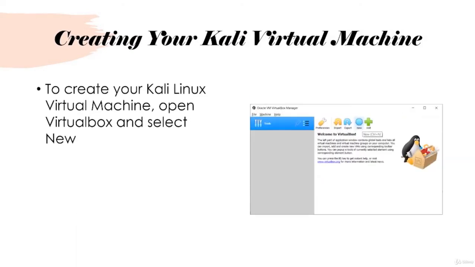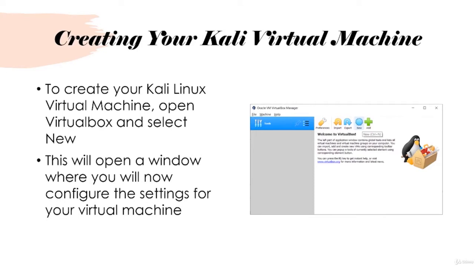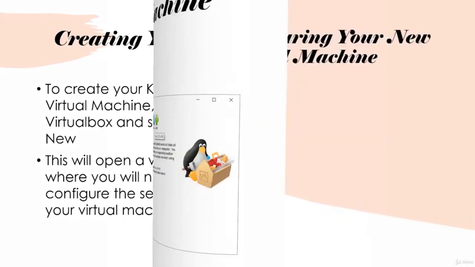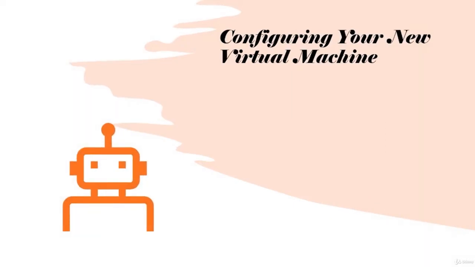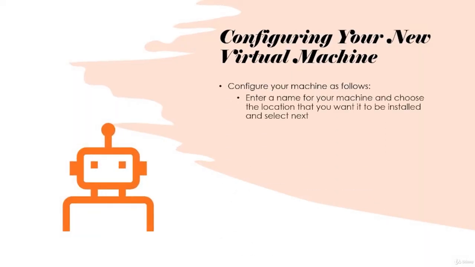To create the Kali Linux virtual machine, you're going to want to open up VirtualBox and hit the new button that you see right there in the screenshot. This is going to open up a window that's going to let us configure the settings for the virtual machine. Let's briefly go over the settings that we're going to want to configure. You're going to want to enter a name for the machine, whatever you want it to be, hit next. You're going to put 4096 in the next box. It's going to ask you how much RAM you want to give the machine. We want at least 4 gigabytes of RAM.